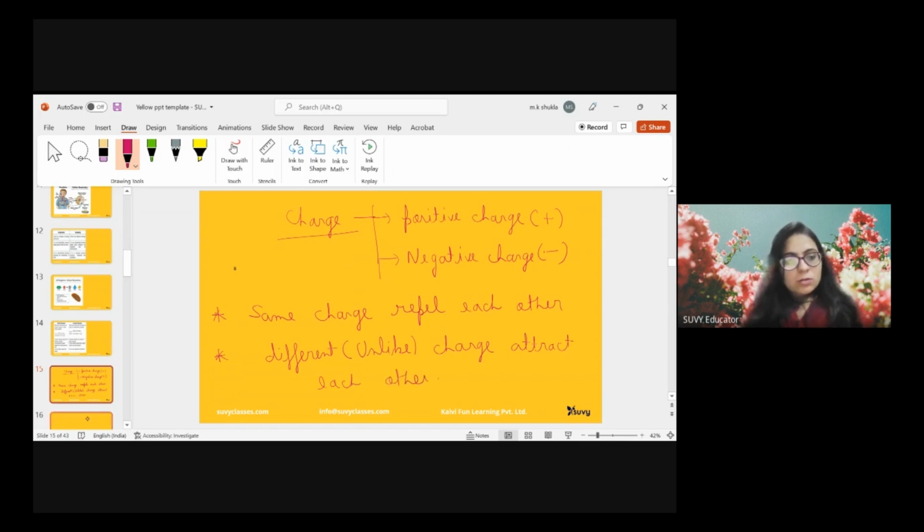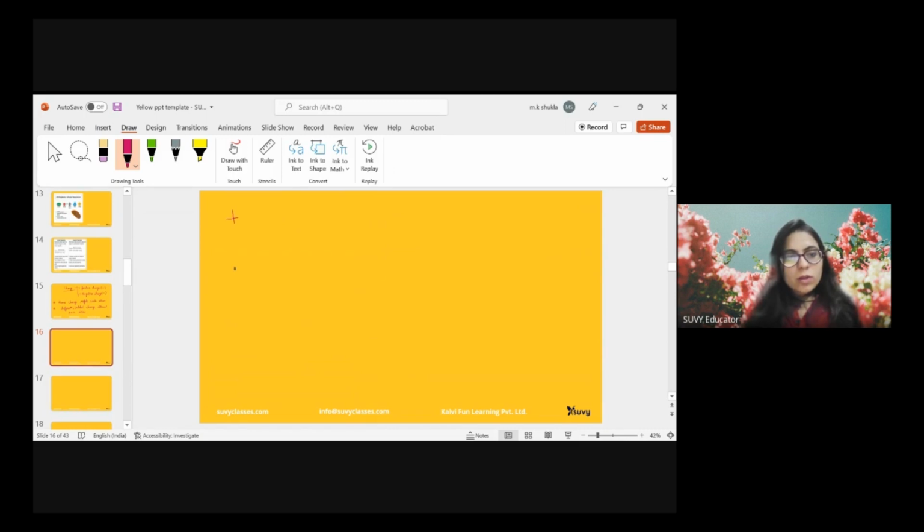Okay. So when there is a plus and a plus, they will repel each other, meaning they will push each other. And when there's negative and negative, these are the same charges, so they will repel. And if there are unlike charges, they will attract each other.